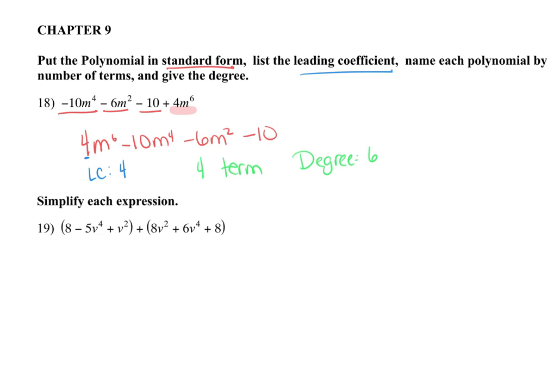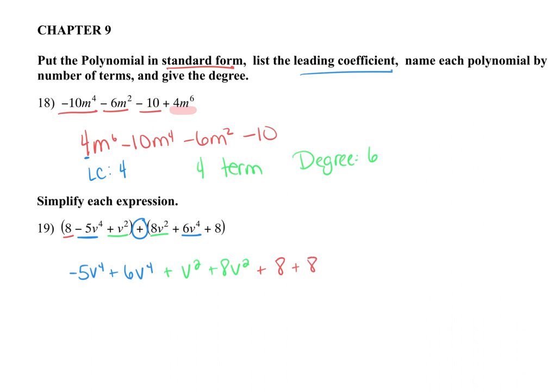Simplify right here just means combine like terms. So I always start with my highest exponent here and I underline them to make sure that I did it correctly. So I have like negative 5v to the 4th, and this is a plus. So plus 6v to the 4th. Those are like terms. And then I always do a plus here. So I have a positive v squared and it's plus 8v squared. Those are like terms. And then I have an 8 right here plus 8. So I've kind of grouped my like terms.